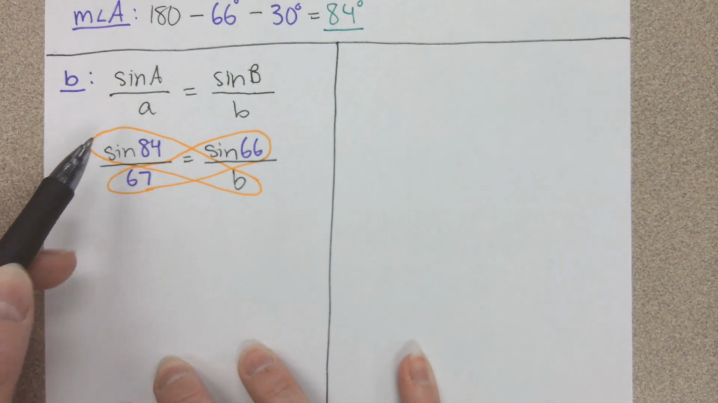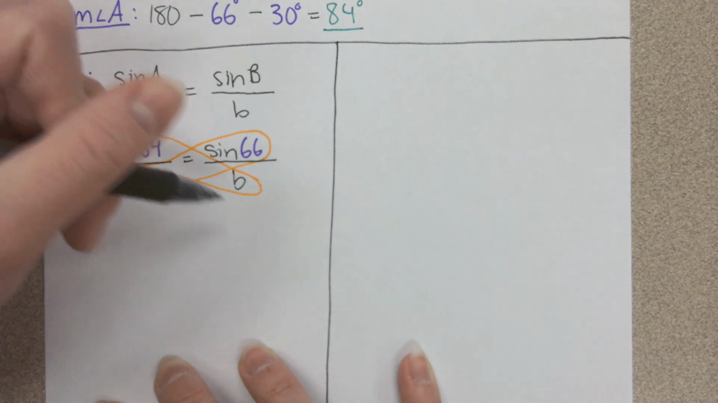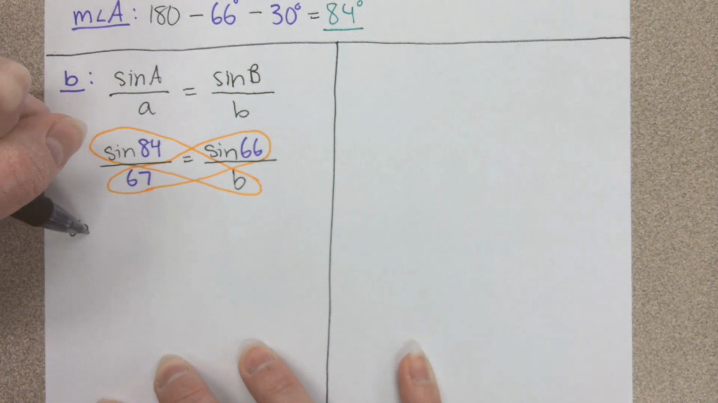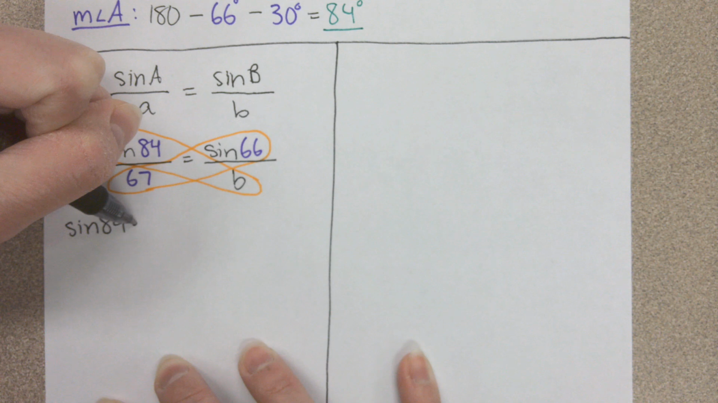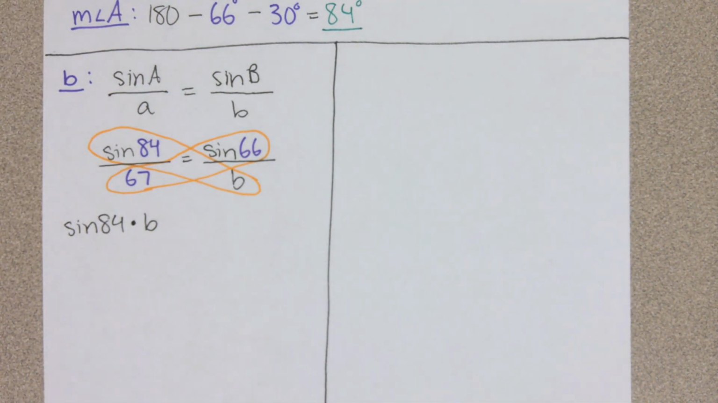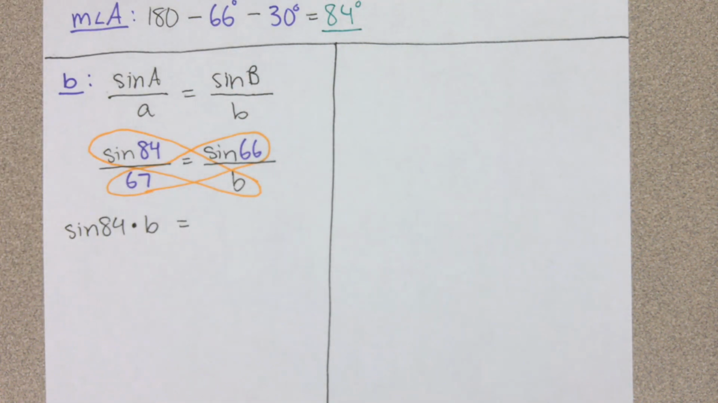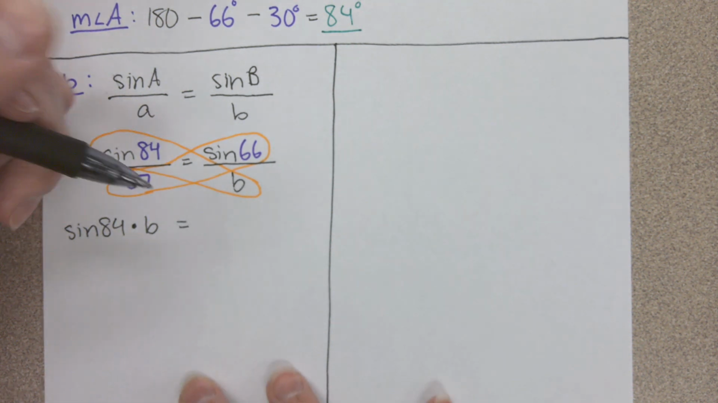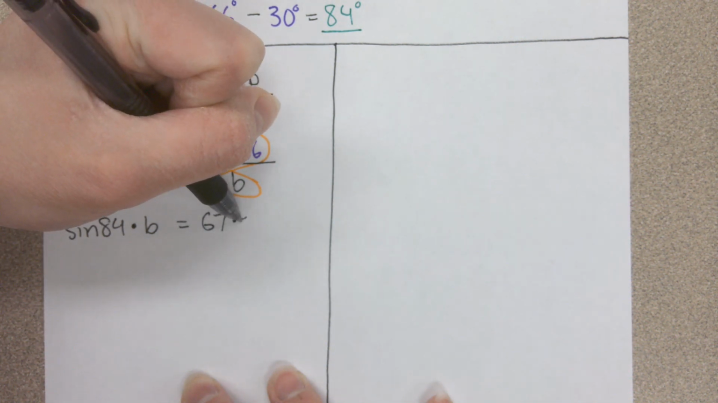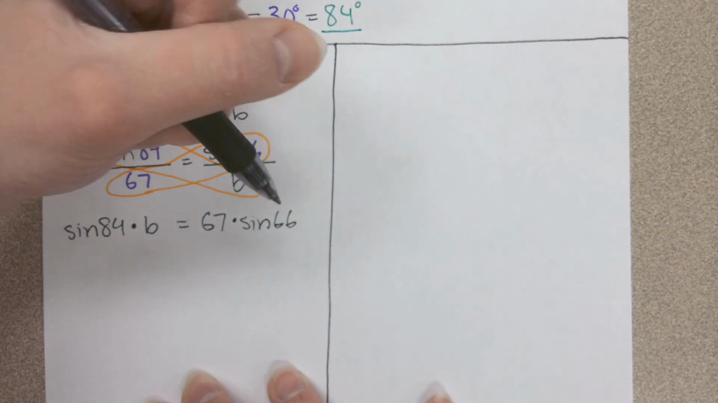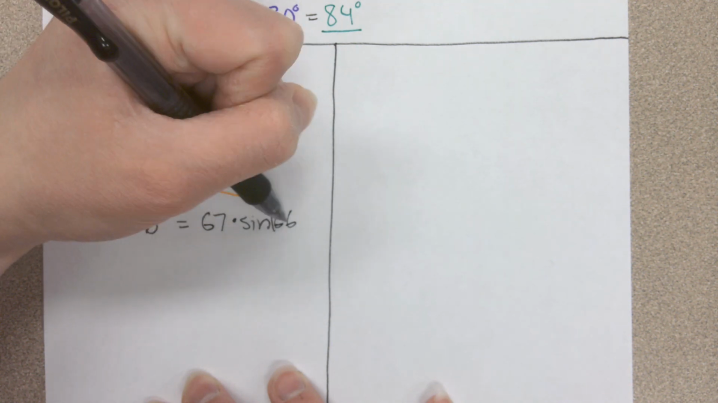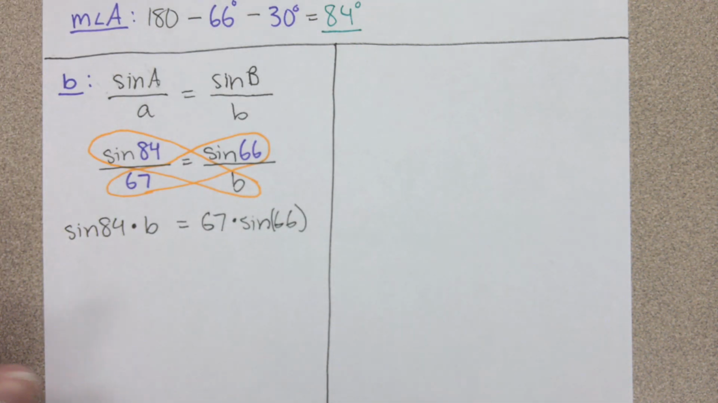So I'm going to cross left first. I'm going to write, the order doesn't matter, but this helps. Sine of 84 times, I am physically writing the times, b. I'm trying to make this as simplified as possible. Equals. Right side, we have 67 times sine of 66. You can technically put them in any order, but I always put the whole number in front. 67 times sine of 66. And I'm going to put that in parentheses just for good measure.